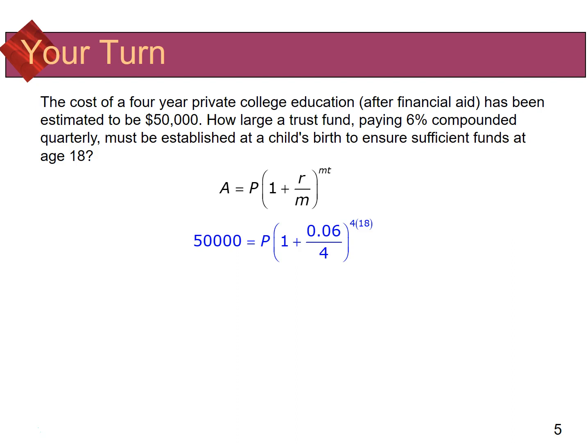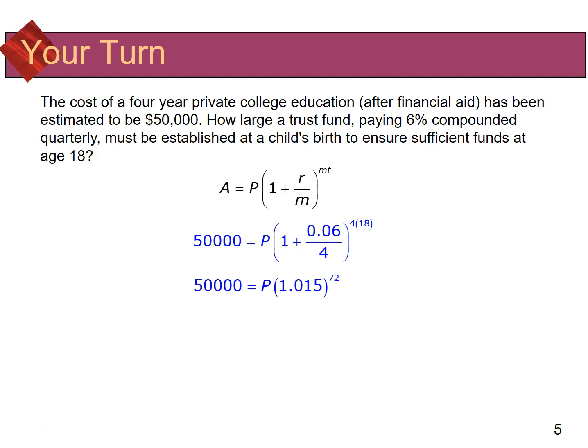The 6% becomes the 0.06. The fact that it's compounded quarterly means I have 4 yearly compounding periods. And 18 is the time, which represents the time in years. So if I simplify this a little bit, 1 plus 0.06 over 4 becomes 1.015. 4 times 18 becomes 72. Now 1.015 to the 72nd power is just a number.